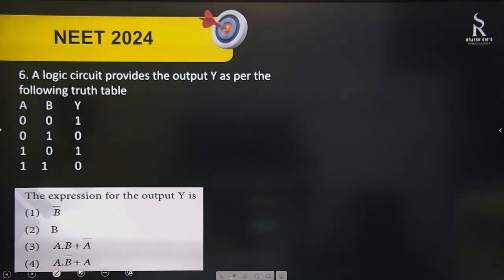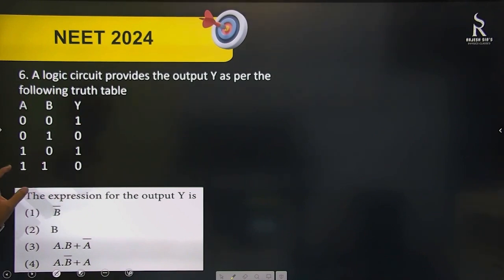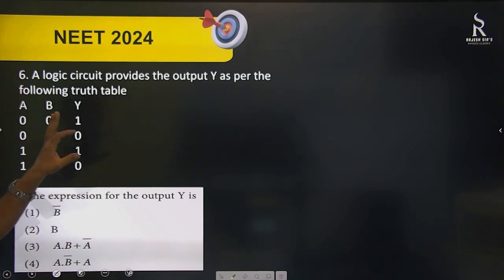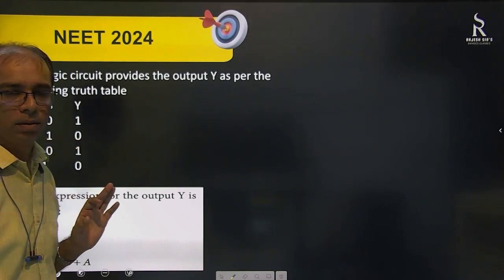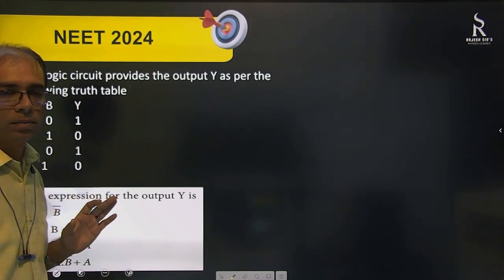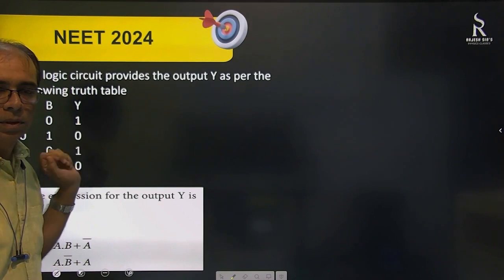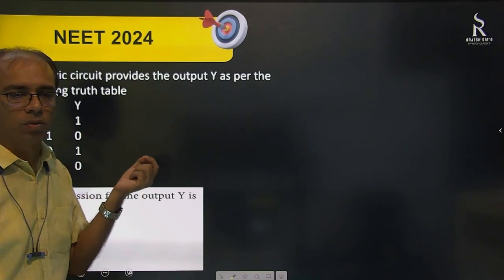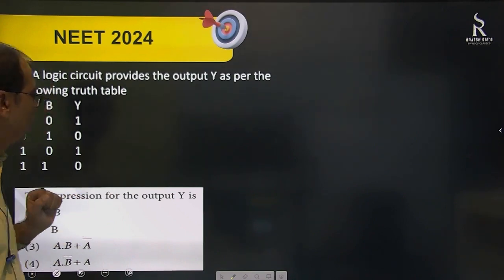Fifth question. A logic circuit provides the output Y as per the following truth table. A logic circuit is given, and its truth table is given. We have to identify what Y is here. It says 0, 0, 1. A is 0, B is 0, but Y is coming 1. So definitely a NOT gate is there, because if these two are AND, the answer should be 0 only. Even if this is OR, with 0, 0 the output is 0. But here the answer is coming 1. So definitely NOT is being used. No doubt about that.